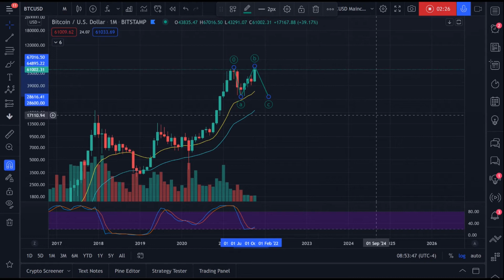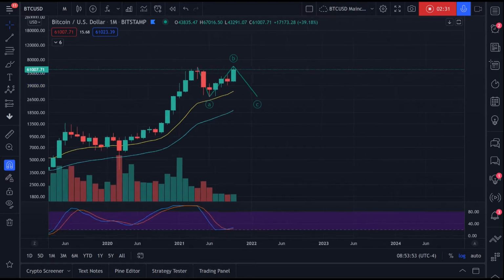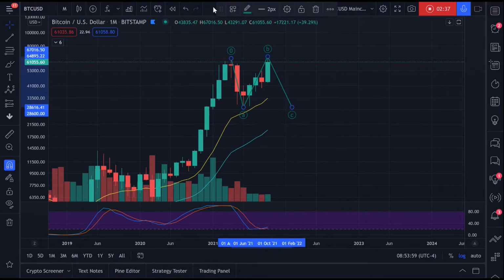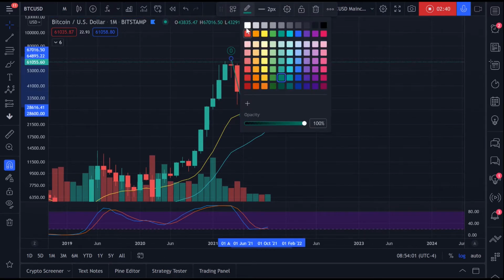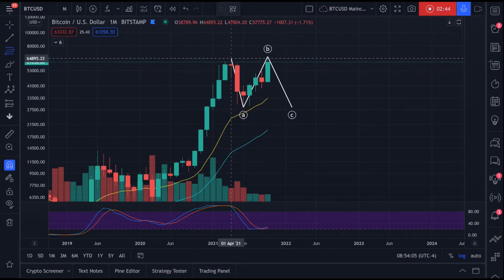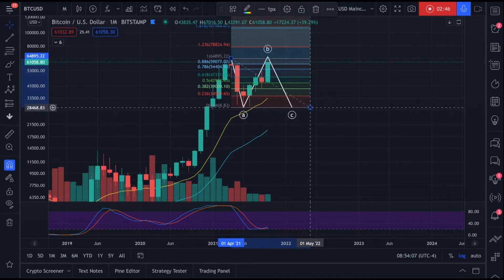Okay, so that's a typical flat correction, right? Why is it a flat correction? It has to be a flat correction because the B wave came beyond 786 of the A wave. Okay, let's make this more visible. Let's make this in white. Here we go. So you can see what I'm talking about. Okay, do you see that?